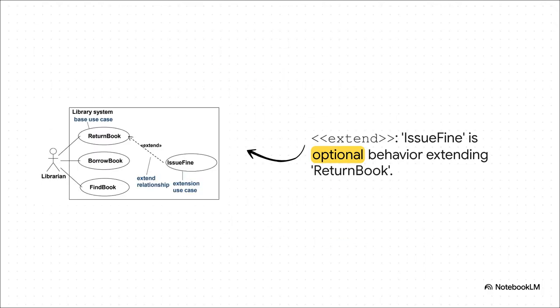Now let's contrast that with extend. The base use case here is return book. A user can return a book, and that's a complete, successful interaction. The use case is done. But what if the book is overdue? Under that specific condition, an optional behavior might kick in, issue fine. This isn't required every time. It's an extension of the normal flow. And again, look at that arrow. It points from the optional extension back to the base use case it's extending.